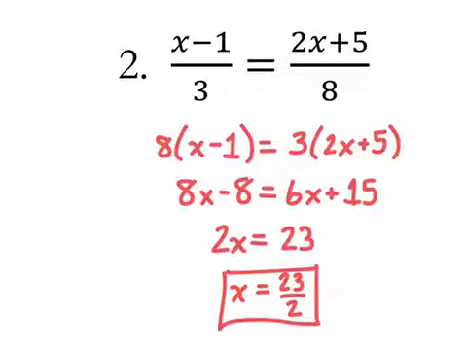Okay, so take a look here. You're going to go ahead and do 8 times the quantity x minus 1 equals 3 times the quantity 2x plus 5. You go ahead and distribute. And then I skipped over some of the algebraic steps, but I'm going to subtract 6x from both sides. I'm going to add 8 to both sides. I end up with 23 over 2 as my answer. Let's move on to 3.